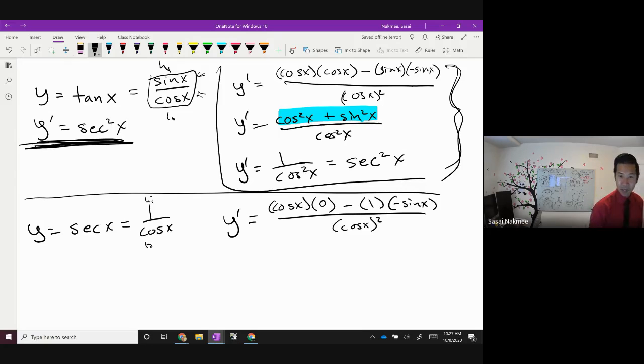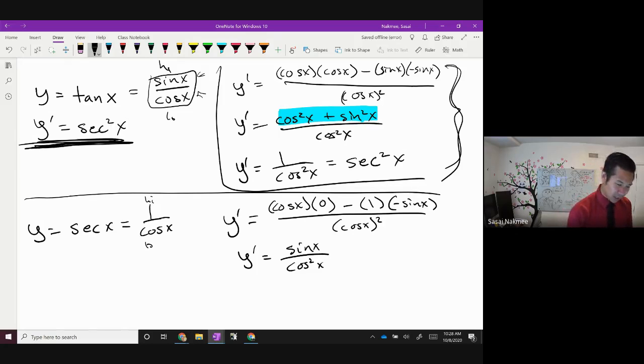And again, this isn't wrong. The derivative of secant is this monstrosity of a thing, but if you simplify this out, it actually simplifies a little bit better. This is going to come out to be, I believe, that goes to 0. Negative 1 times negative sine is going to be positive sine of x over cosine squared of x.